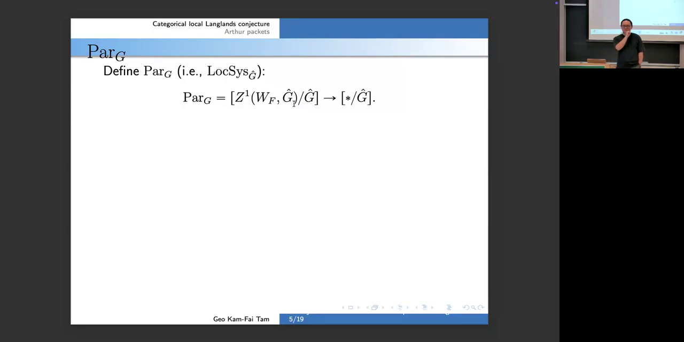This is the classifying space of G hat. So star just means a point. This is the natural projection that collapses the whole par G into a point. This is just a natural map that I will use later. And so par G is the moduli stack of parameters.